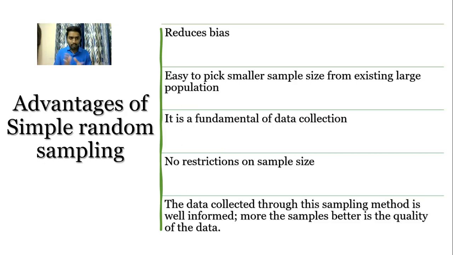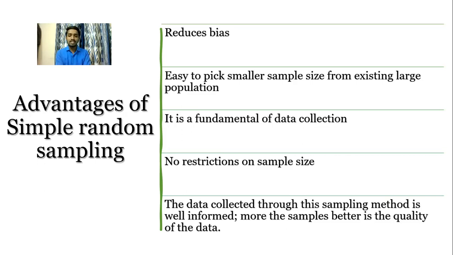You have a huge population. So picking out a sample is like picking out a piece of pizza from a whole plate of pizza. Just a piece, just a part of it. You have a wide variety of pieces, and just a part you are going to take out. That's it. It is a fundamental method of data collection.